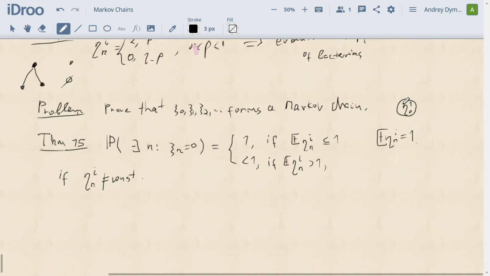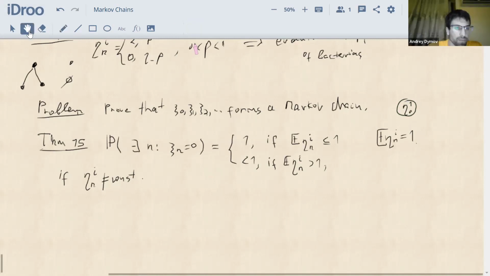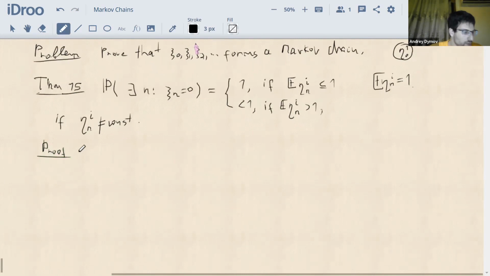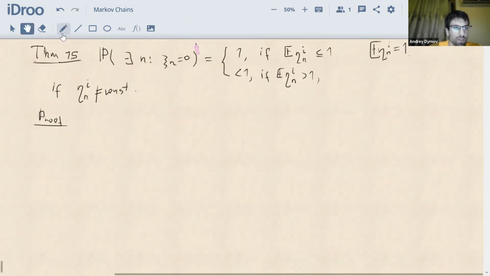Okay, so more questions? If no, let us prove the theorem. So actually this proof is, I think, the first non-trivial proof in my course.